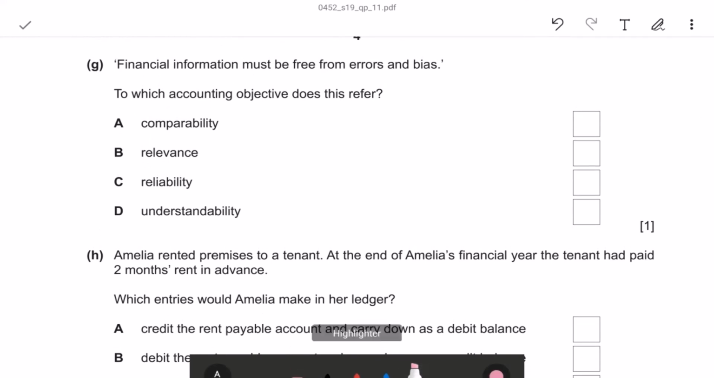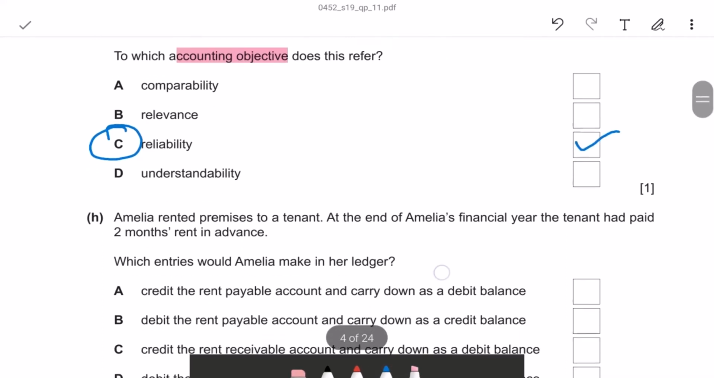Financial information must be free from errors and bias. That means it should be trustable. Which accounting objective does this refer to? Comparability? No. Comparability means the financial records should be easy to compare. Relevance? No. Reliability? Yes. The financial information should be reliable. So the correct answer is C. Next question.